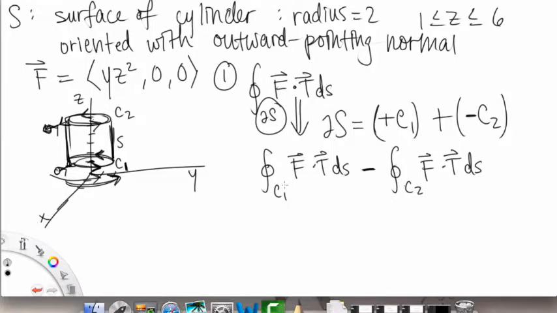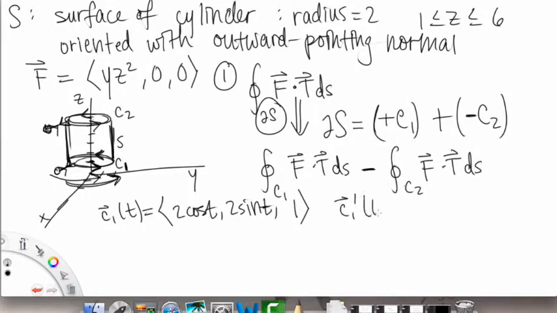From here, we have to parameterize each of these curves separately. C1 of t can be given by, since we have a circle of radius 2, 2 cosine t, 2 sine t, and a constant height of 1. Then C1 prime of t, if we differentiate once, is negative 2 sine t, 2 cosine t, and 0.